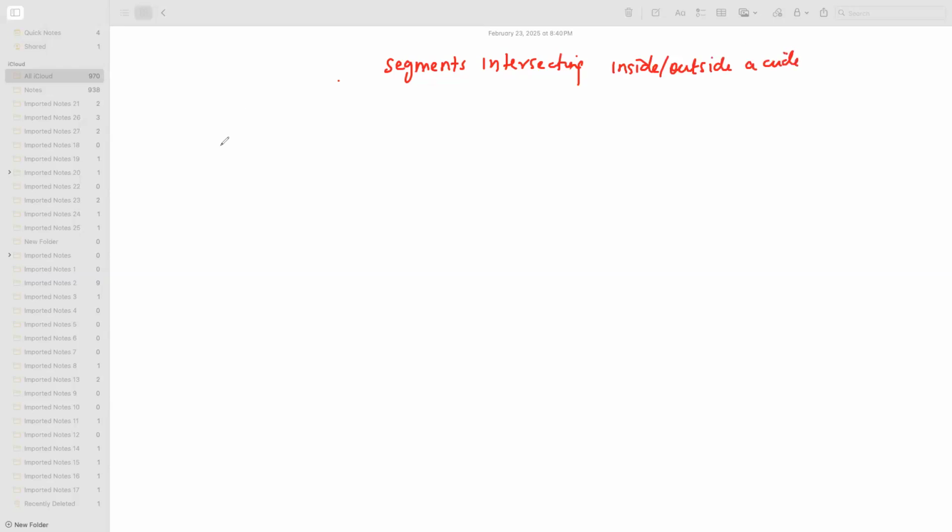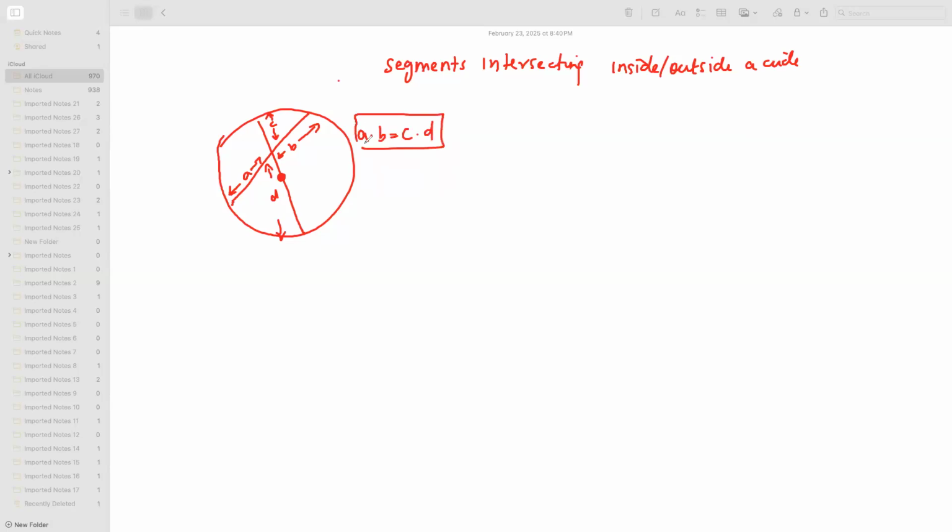First let's consider two segments intersecting inside a circle. This need not be the center. The center of the circle is here, but the intersection point need not be the center. Now if two chords intersect inside the circle, the product of the segments of AB is equal to the product of the segments of CD. Make sense? A times B equals C times D. Does it make sense?